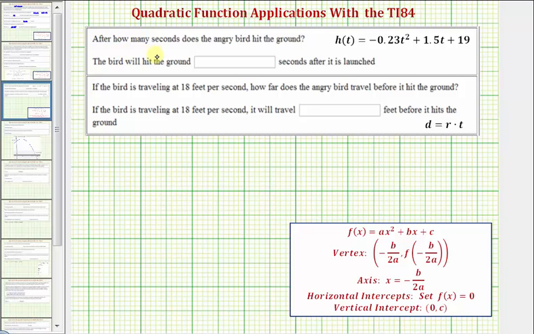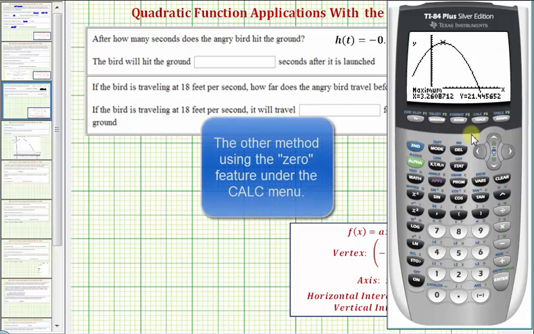Next, we're asked, after how many seconds does the angry bird hit the ground? We need to recognize here that the bird hits the ground when h of t, the height, is equal to 0. To do this by hand, we'd have to use the quadratic formula, but we're going to do this graphically. So we'll go back to our graph. There's a couple of ways of doing this. We're going to use the intersection method.